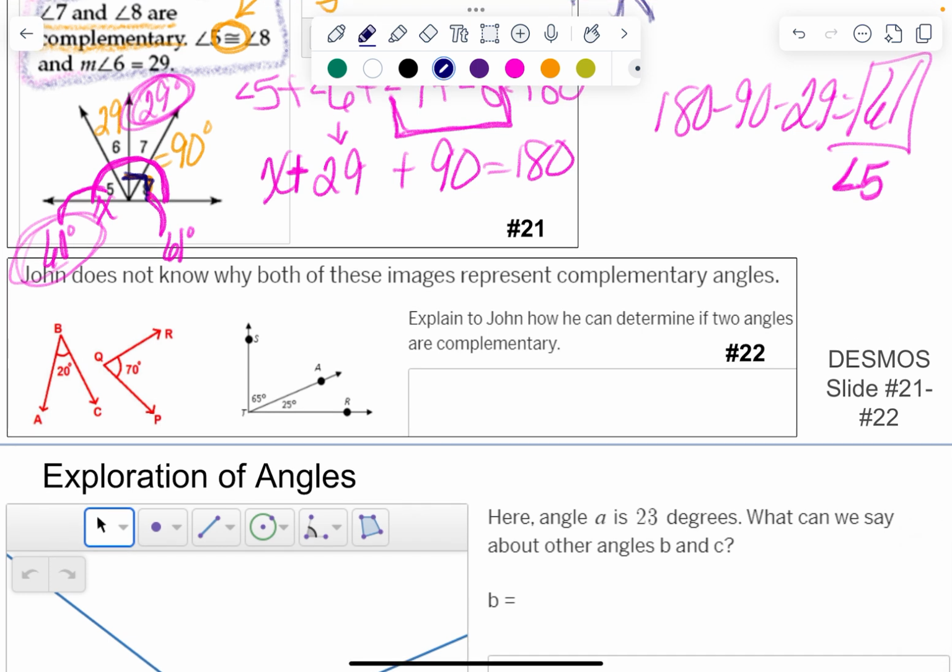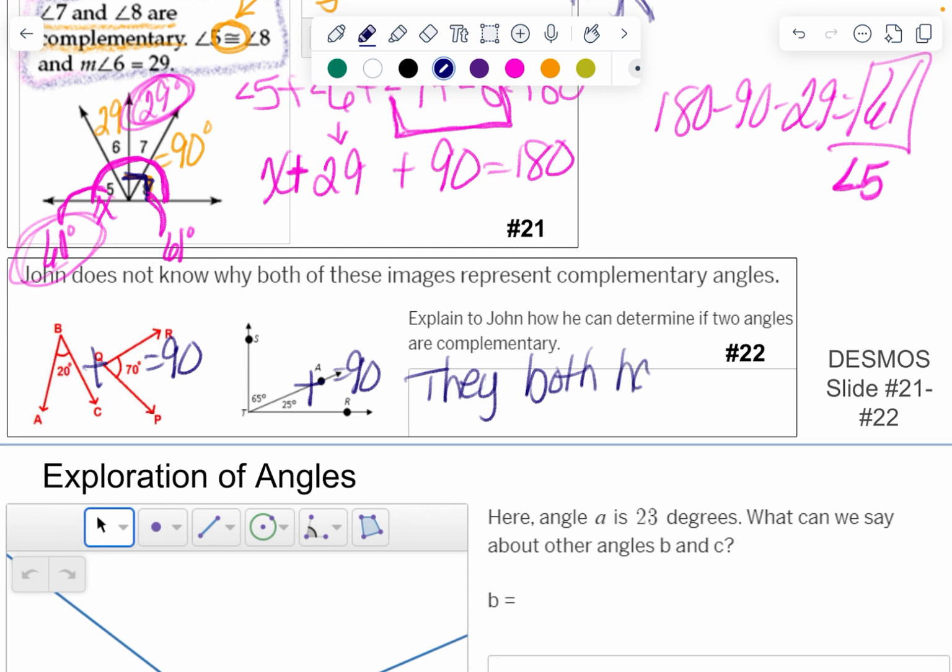John does not know why both of these images represent complementary angles. Well, this one plus this one equals 90. And this 65 plus 25 equals 90. They both have a sum of 90 degrees. This is non-adjacent. These are adjacent.